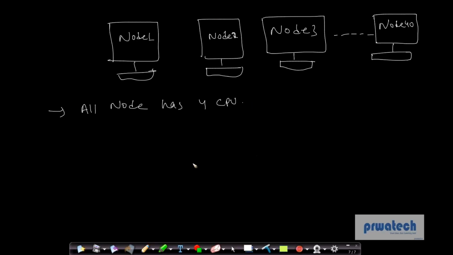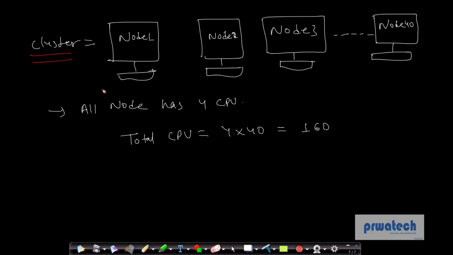So in the cluster, the total number of CPU in your cluster is 4 into 40. 4 cores per individual machine and 40 is the number of machines. So how many CPU are available in your cluster? Cluster we call a group of machines. Cluster is a group of nodes. So I can process in parallel how many tasks in total? I can process 160 tasks in total.